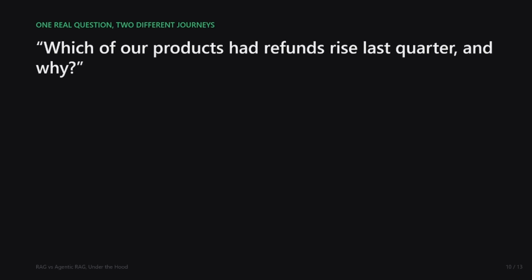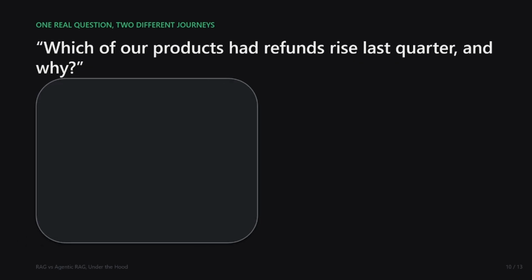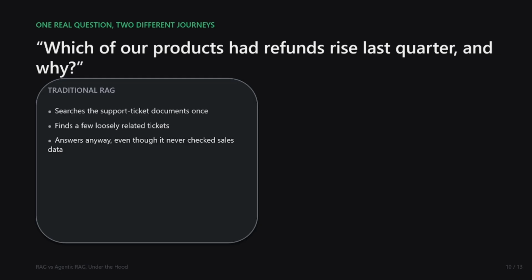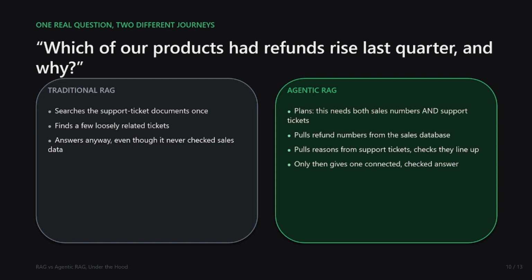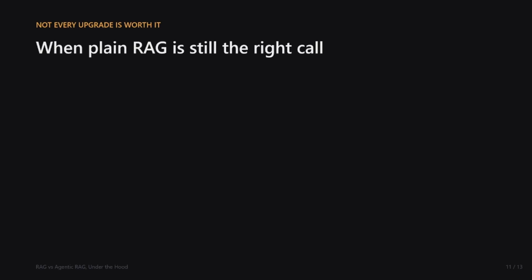Let us understand with a real example. Suppose someone asks which products had refunds rise last quarter and why. Traditional RAG may search support tickets once. It may find some related complaints and answer from that, but it may miss the actual refund numbers because those numbers are in a sales database, not in support tickets. Agentic RAG handles this better. It plans that the question needs two things: refund numbers and customer reasons. So it checks the sales database for numbers, checks the support tickets for reasons, and then connects both before answering.